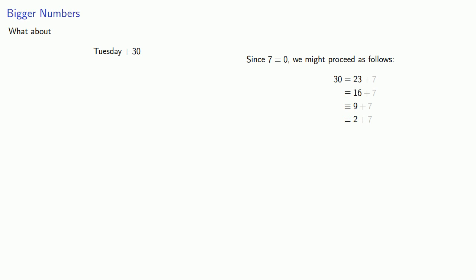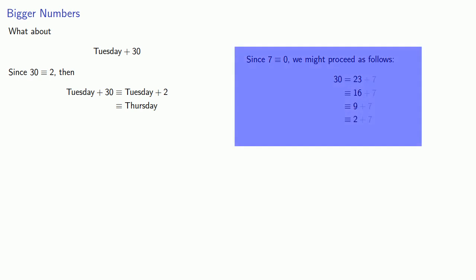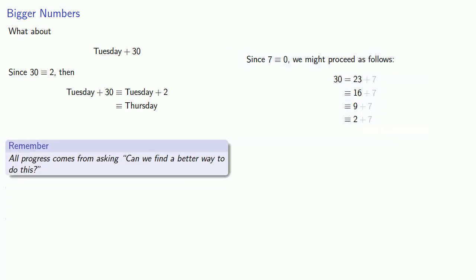And so that says that 30 is equivalent to 2, and so Tuesday plus 30 is equivalent to Tuesday plus 2, which is Thursday. And you might take a look at this and say, well, we could do that, but that's a lot of work. And so here it's helpful to remember that all progress comes from asking, can we find a better way to do this? So let's take a look at that next.